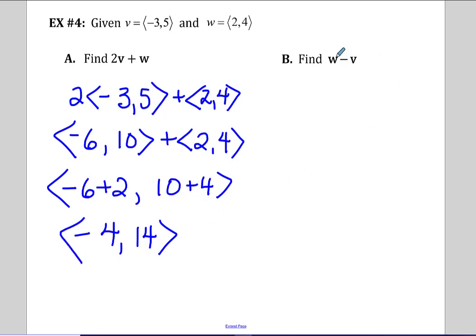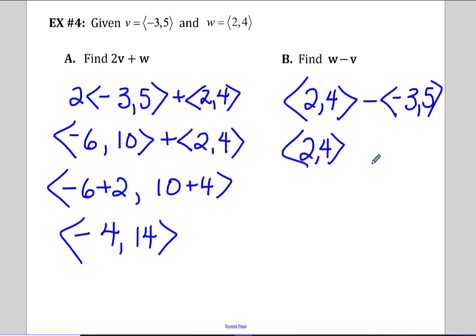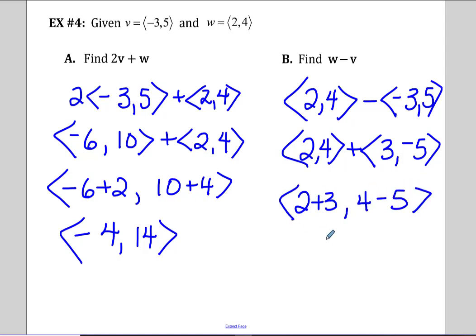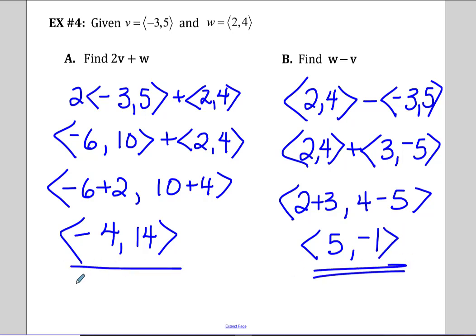And then here if we find w minus v, we have 2, 4 for w, and we're going to go the opposite direction of vector v. So using the distributive property with the minus, we can turn that into addition. This becomes +3 and then -5. And then doing the operations of the x terms and the y terms together, we find out that our component form for the difference of the two vectors would terminate at 5, -1. So operations on vectors.